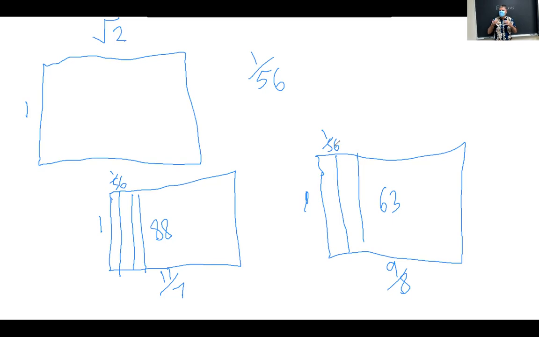So you can do that for rationals. Well, for what we would think of as rationals, what they would say is commensurable. All these things, 1, 11/7 and 9/8, are commensurable. So we're fine. But now let's have a look.